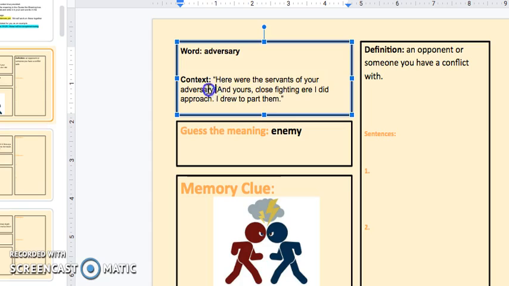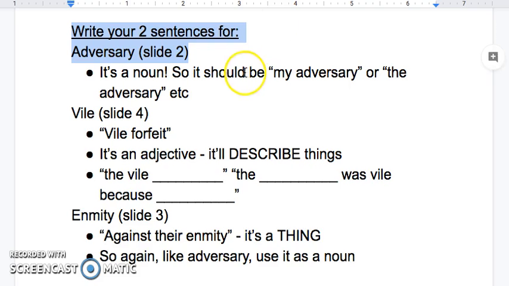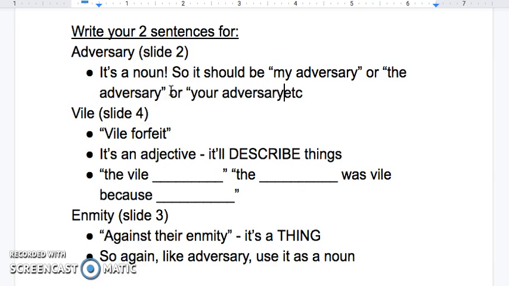So adversary was used by Benvolio in scene 1, saying, here were the servants, he's talking to Romeo's dad, here were the servants of your adversary, right, your enemy, your opponent, the Capulets. So make sure your sentences for adversary are using the word as a noun. It's going to be the adversary, my adversary, your adversary, like the example, etc. Make sure to include that in your full sentence.